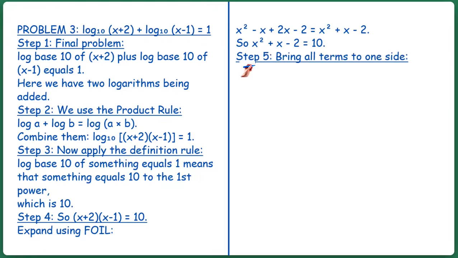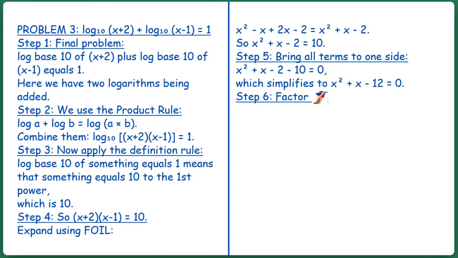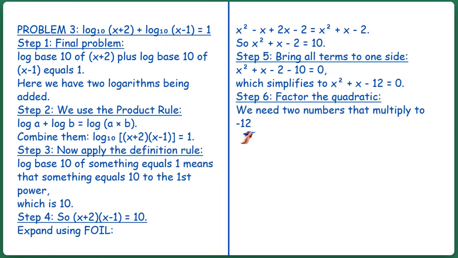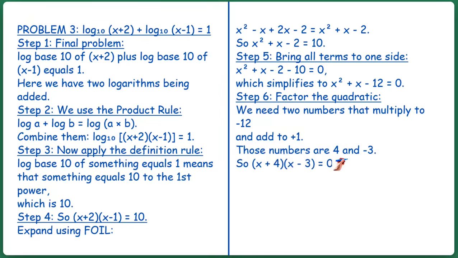Step 5. Bring all terms to one side. x squared plus x minus 2 minus 10 equals 0, which simplifies to x squared plus x minus 12 equals 0. Step 6. Factor the quadratic. We need two numbers that multiply to negative 12 and add to positive 1. Those numbers are 4 and negative 3. So (x plus 4) times (x minus 3) equals 0.